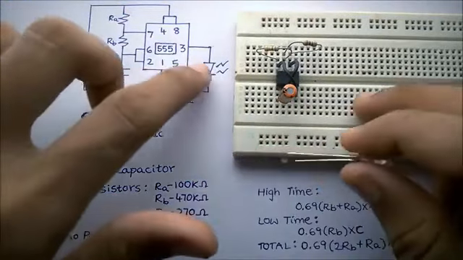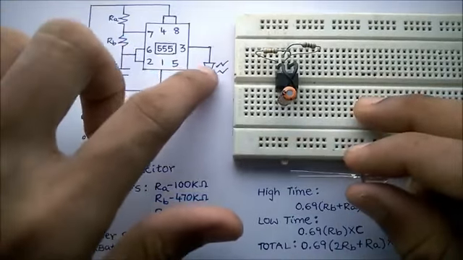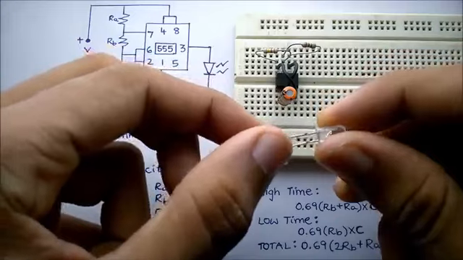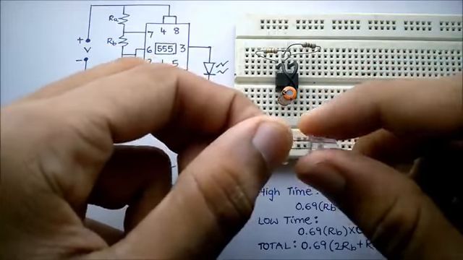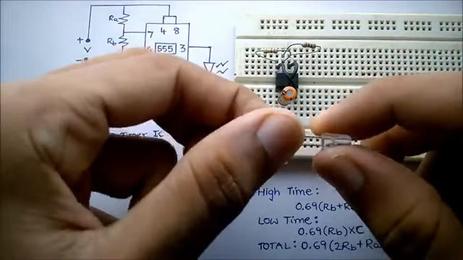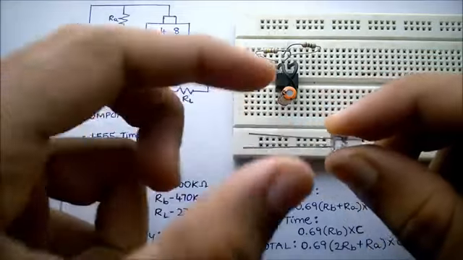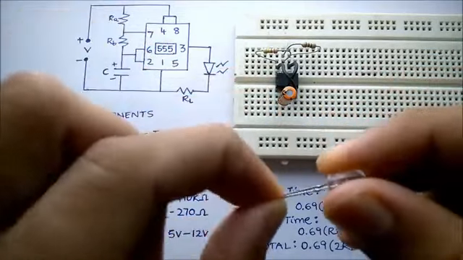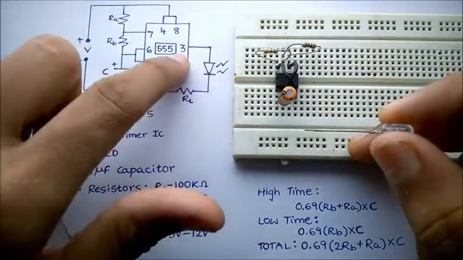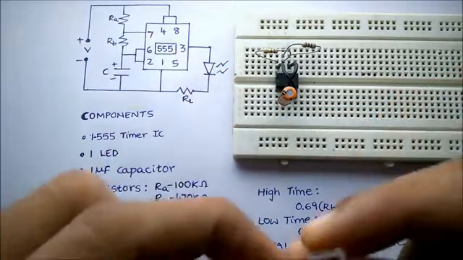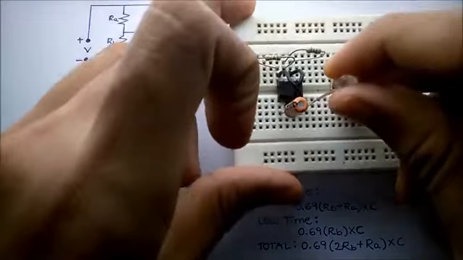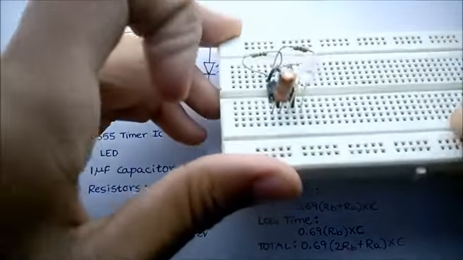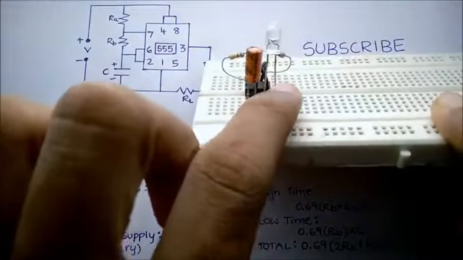Now we have to connect the LED. The positive of the LED is connected to pin number 3. Find out the negative terminal of the LED by finding out the flat surface. So the flat surface is on this side. So this will be the negative terminal and this will be the positive terminal. The positive terminal of the LED has to be connected to pin number 3 of the IC.